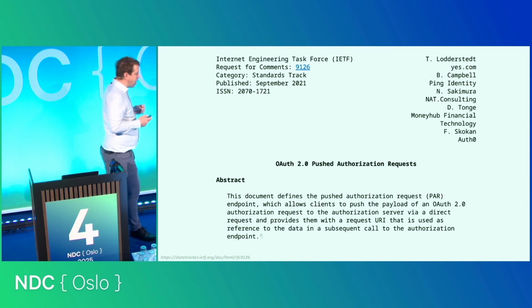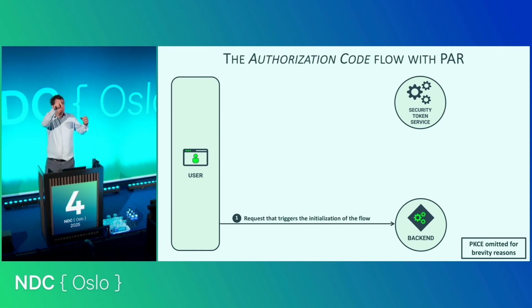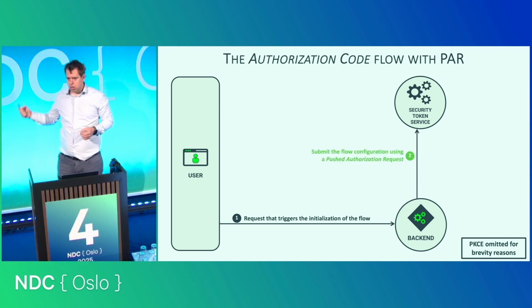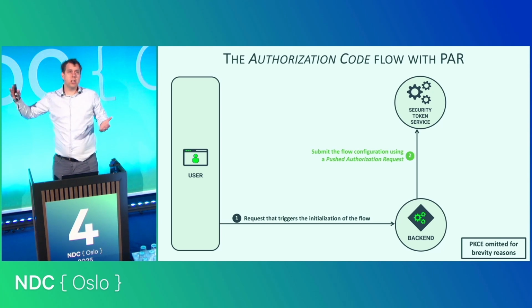PAR changes the way the flow works. And it's actually really, really awesome. All right, so pay attention, because this is really important. We still start a flow with the client initiating, like, hey, we want to run an OAuth flow. Then the client is like, okay, we're going to start a flow. And it creates the flow configuration, which we previously put in a JSON Web Token, and now we're going to send that to the security token service. We're going to do a server-to-server call and be like, hey, we're going to run a flow with this configuration. What do you think about that?